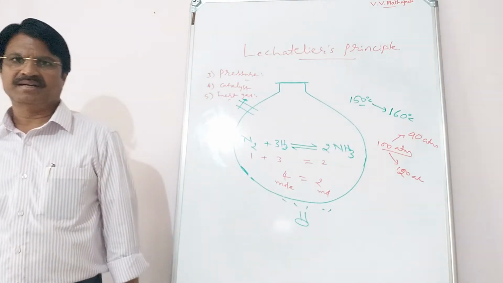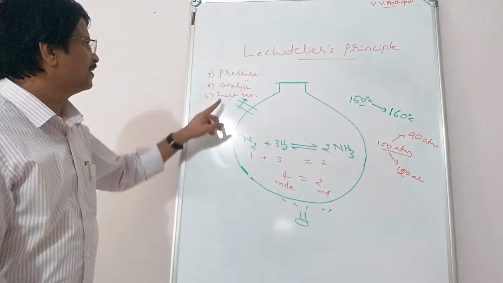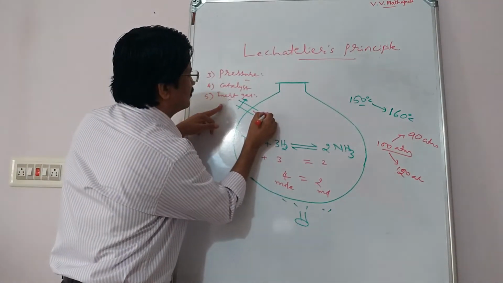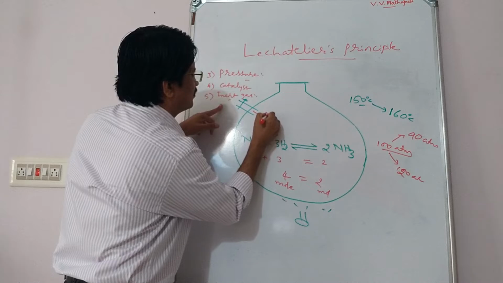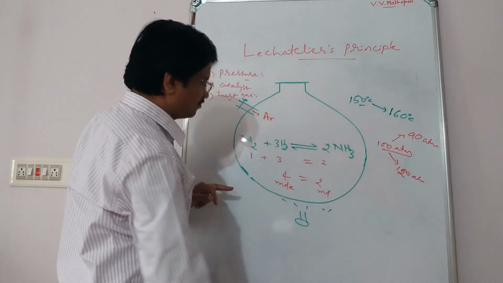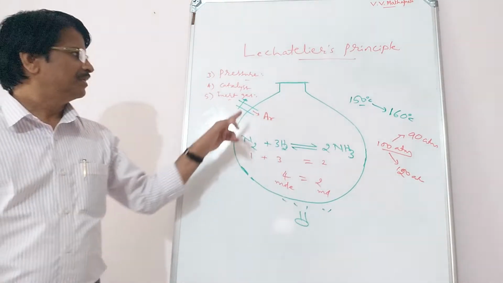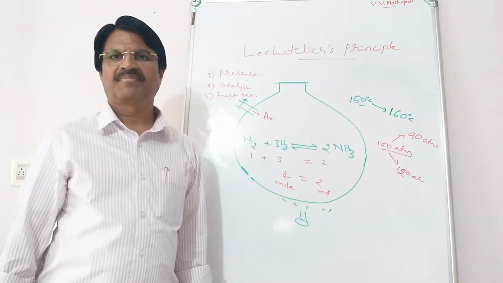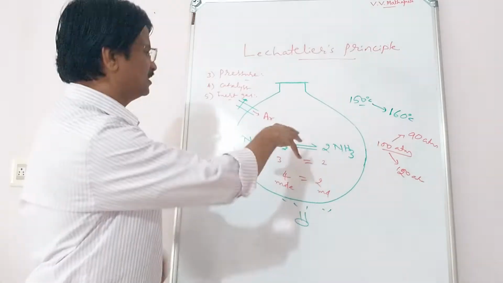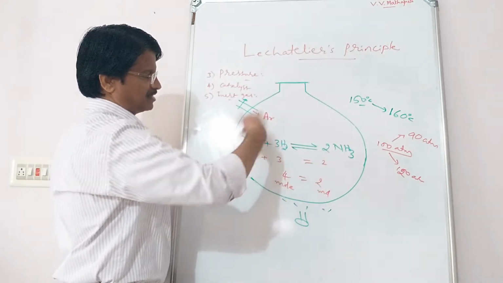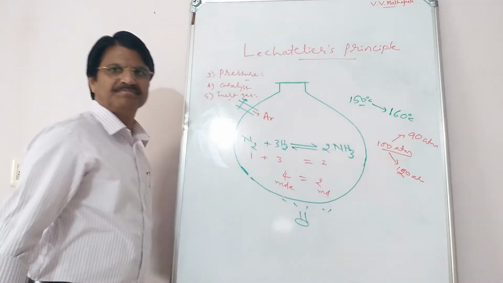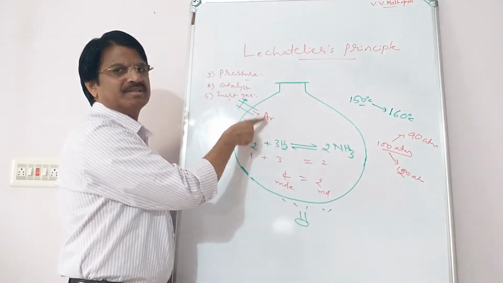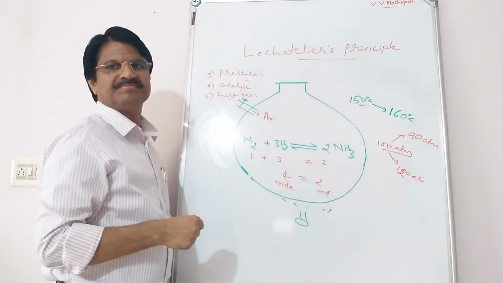By adding inert gas, see what happens. If inert gas is introduced in the vessel at equilibrium, see what happens. So all are in the gaseous phase, and argon is also a gas, an inert gas.